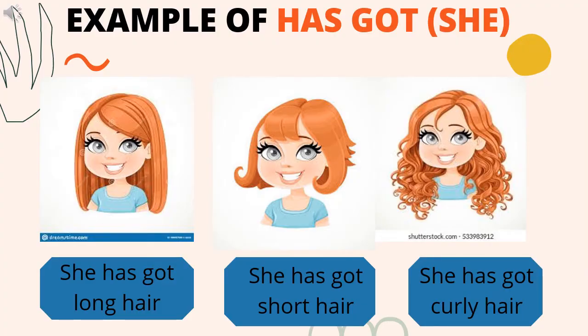Here are a few examples of has got for she. She has got long hair. The second one, she has got short hair. The third one, she has got curly hair.